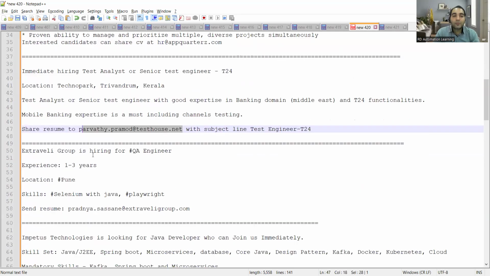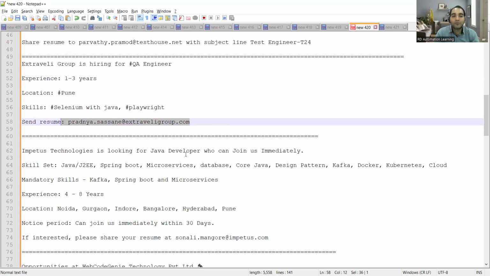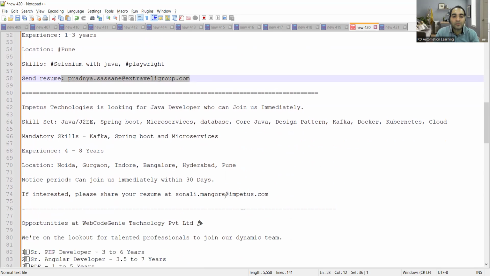Then Extravelli Group is hiring for QA engineer. Location is Pune. Experience is 1 to 3 years. You can send your resume to this email address. Then Impetus Technologies is looking for Java developer who can join immediately. Experience is 4 to 8 years. Mandatory skills are Kafka, Spring Boot, microservices.